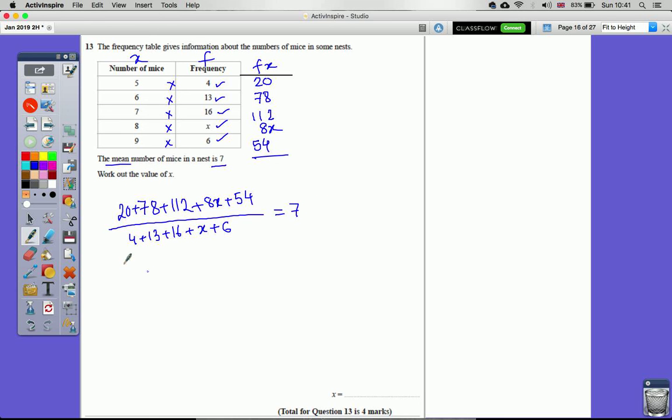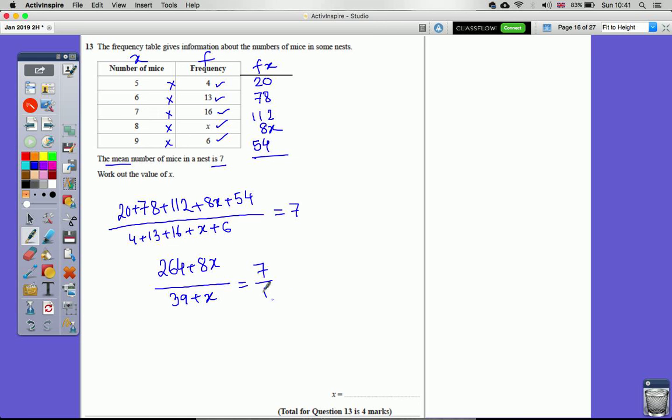So let's simplify this. I'm going to do 20 plus 78 plus 112 plus 54, which gives me 264. So I'll have 264 plus 8x over 4 plus 13 plus 16 plus 6, which is equal to 39 plus x, is equal to 7. Let's call it 7 over 1, because any whole number has a denominator of 1.